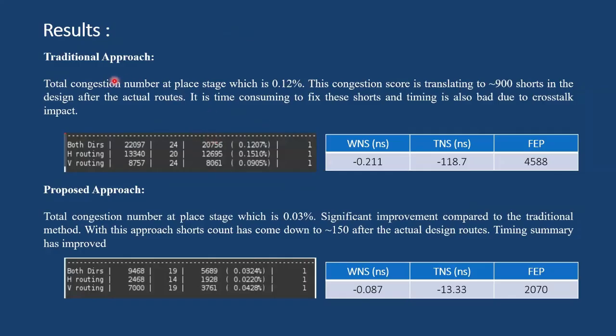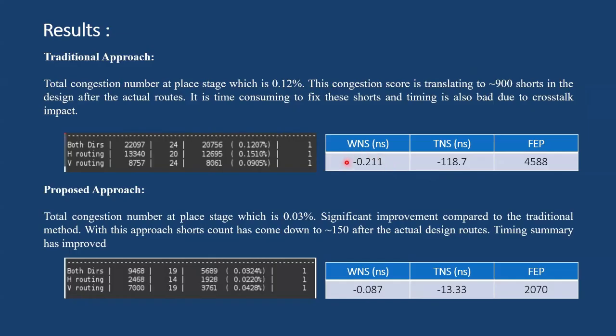With the traditional approach, where we gave a free hand to the tool, the tool created almost more than 6K bytes, and then at the place stage we are seeing almost 0.12% congestion. Congestion in the lower nodes is quite significant. It's kind of a bad number. And this congestion number translated to almost 900 shots towards the end of the route design. When the actual routes come into the picture, we are seeing a lot of DRCs and a lot of rule violations. And if you see the timing number, it's also bad. So it took time for us to fix the timing.